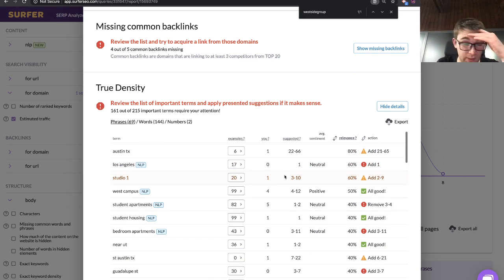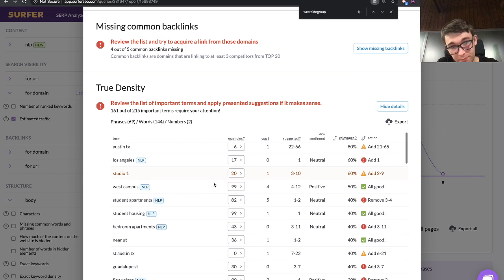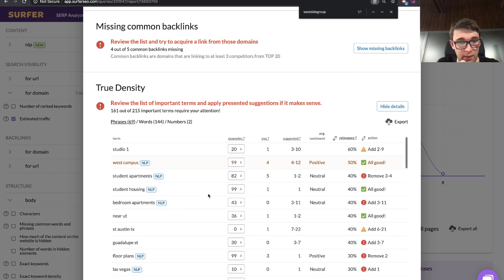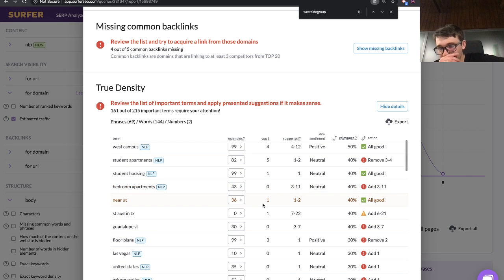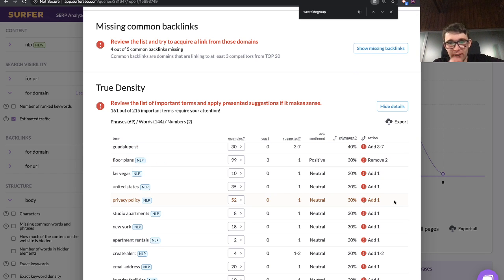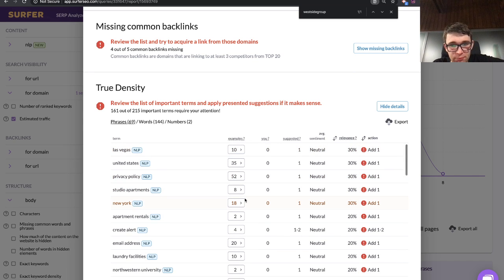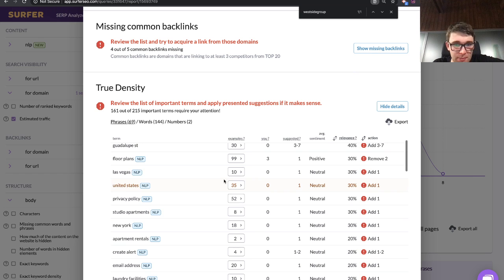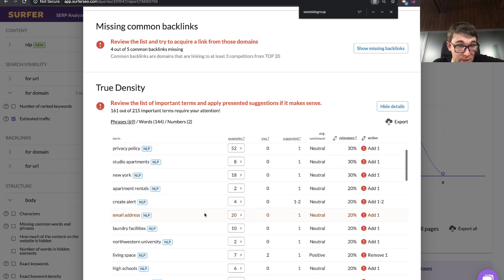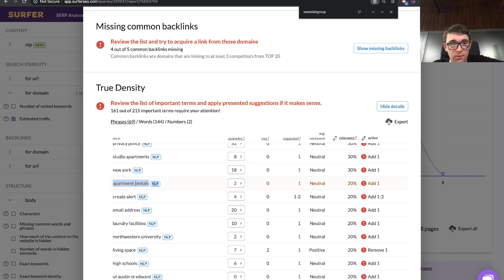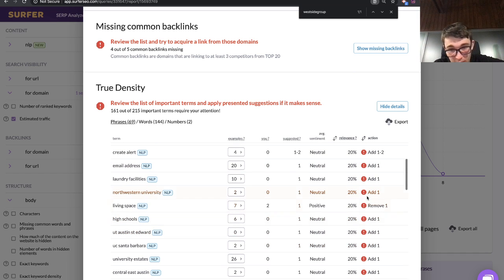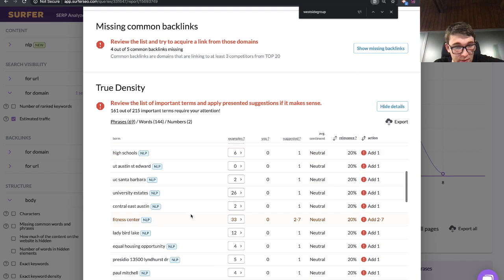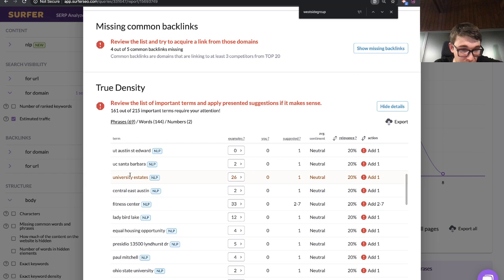I'm not sure if Los Angeles is a thing in here, but it was fetched by the NLP. So bedroom apartments are missing. Guys, basically this quick audit is like reviewing the true density content gap. That's the best you can do to start the analysis. So the content gap is pretty big though. Like the United States is missing. Some locations, other locations are missing, but some true keywords like apartment rentals are missing. Like laundry facilities, missing. Living space is actually slightly over-optimized, but as you can see here, some locations are missing. University Estates.